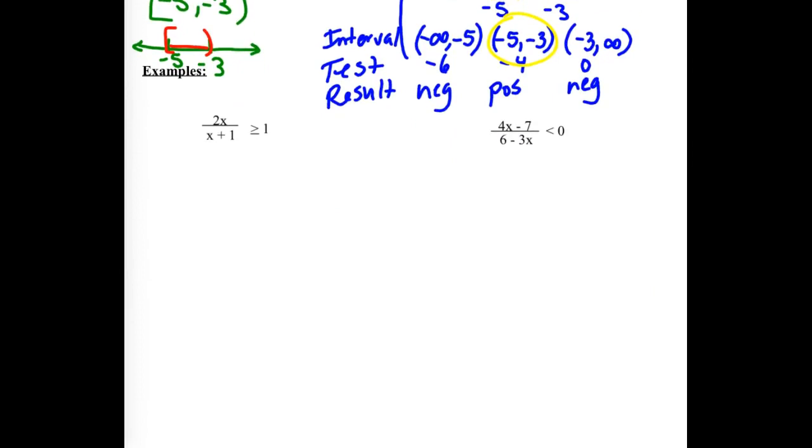First one is not equal to 0. So we have to get it that way. All right, we're going to bring the 1 to the other side. I'm going to subtract it over. And then what do I have to multiply by to get common denominators?